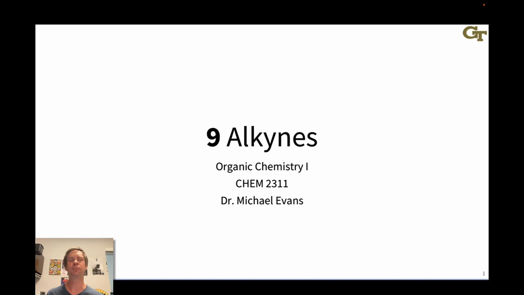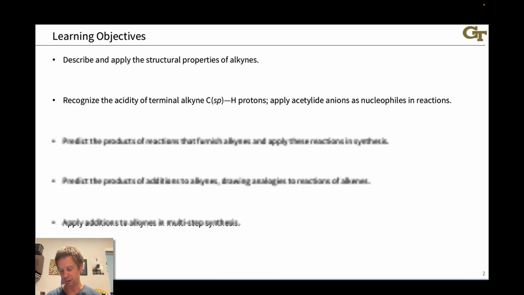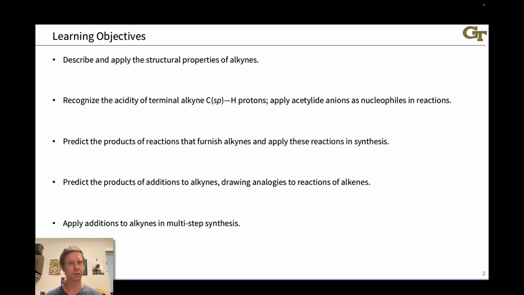There are a couple unique aspects to alkynes, particularly terminal alkynes with the triple bond on the end of the chain. These are relatively acidic in an important way, and this allows us to deprotonate them and use them as nucleophiles in SN2 reactions, which is going to prove highly valuable synthetically, as we'll see. So we're going to describe and apply the structural properties of alkynes as we've done with other functional groups.